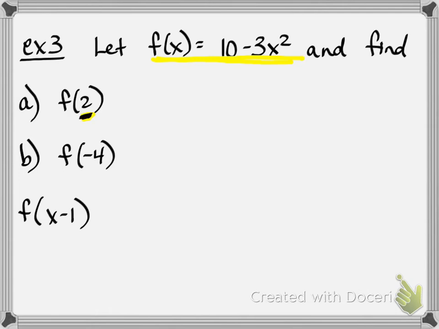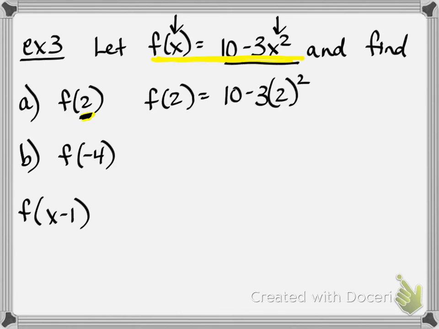So if x is 2, everywhere there's an x here, we're going to put a 2. So f of 2 is equal to 10 minus 3 times 2 squared. These are the same, except all the x's got replaced with 2's. Then you just work it out. That is 10 minus 3 times 4. That is 10 minus 12, which is negative 2. So f of 2 equals negative 2.